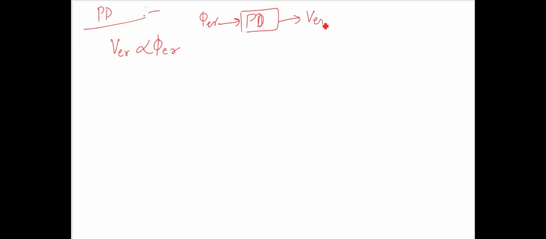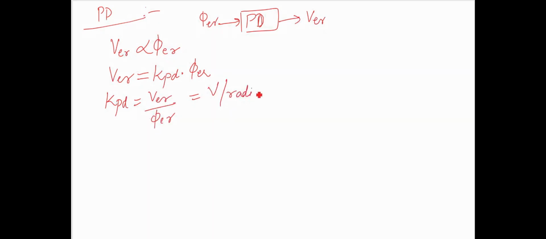Let's go to the next slide. In the PD, we saw that V error is directly proportional to phase error. When we remove this proportional symbol, we can do that with the help of a constant called KPD. KPD is a constant, and what is the unit of KPD? It is V error by phi error, so it is volts per radian. That is the unit of KPD.